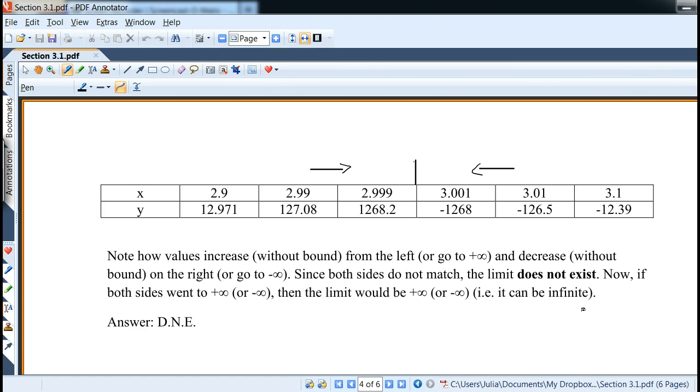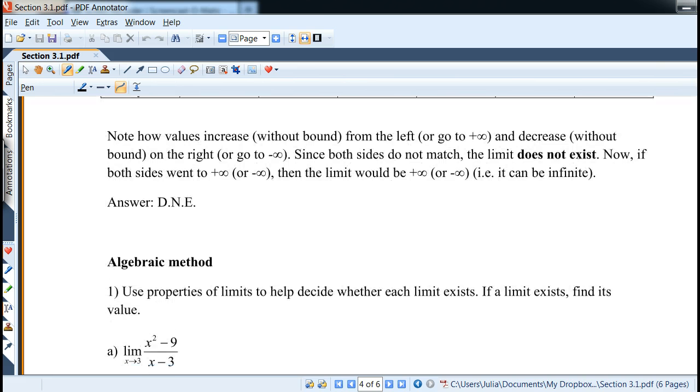Now you may ask, well, what if they were approaching the same infinity? Well, in that case, depending on the book you use, sometimes if it approaches infinity at all, some books may define that the limit does not exist, because the limit is usually supposed to be the finite y value that it converges to. But in some books, including this one actually, if both sides go to the same infinity, then the limit would be that infinity. So if both sides were going to positive infinity, then the limit itself would be positive infinity, or vice versa with negative infinity. But since here they do not match, they go in opposite directions, then the limit does not exist. So hopefully that makes sense.